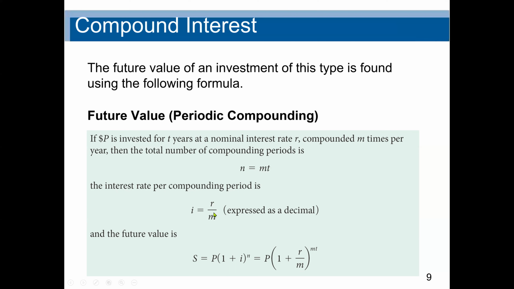So the interest rate per compounding period is now I equal to R divided by M. So if it's 6%, then if it's semi-annually, it will be 6% divided by 2. If it's quarterly, 6% divided by 4. So we can substitute the N and I in our formula. So we know the original formula again is S equal to P times (1 plus R) to the power N.